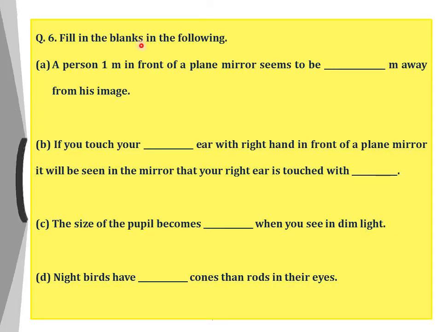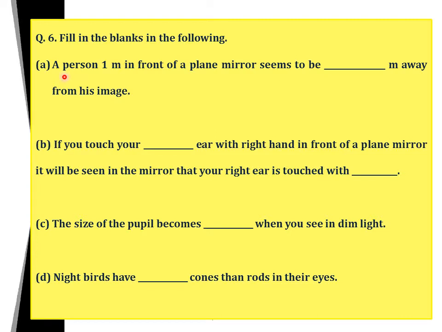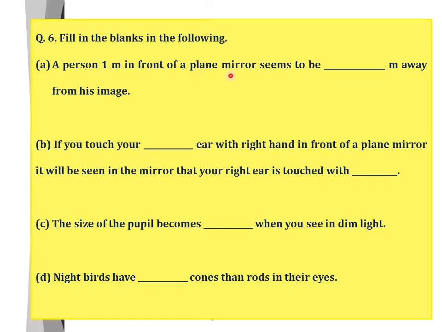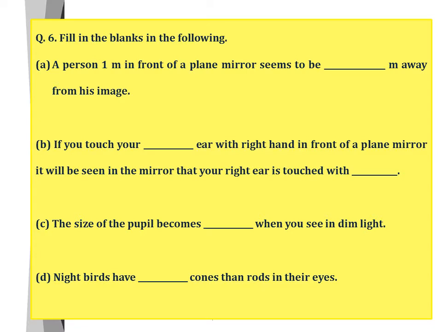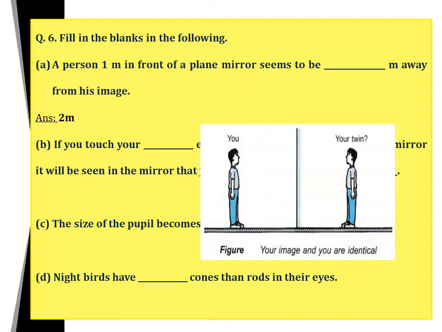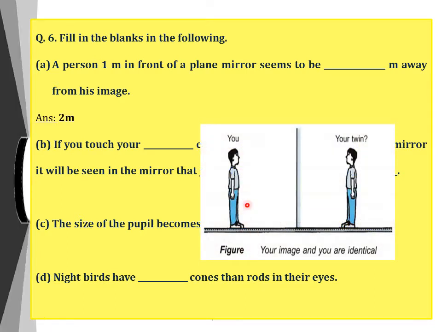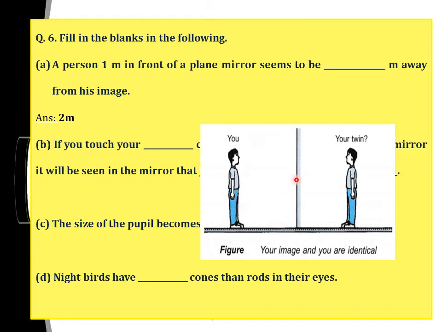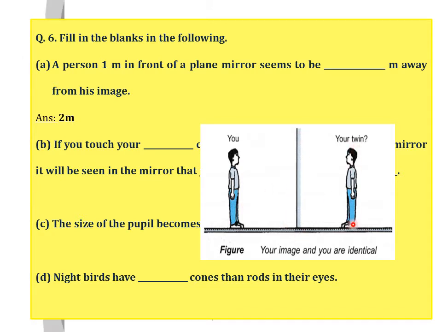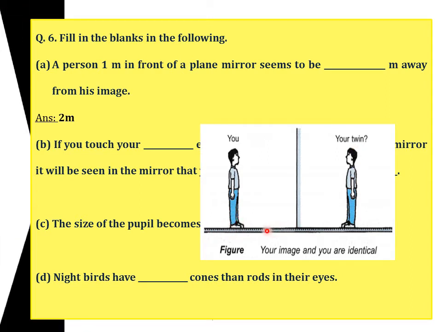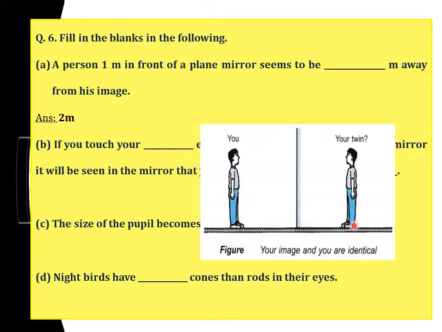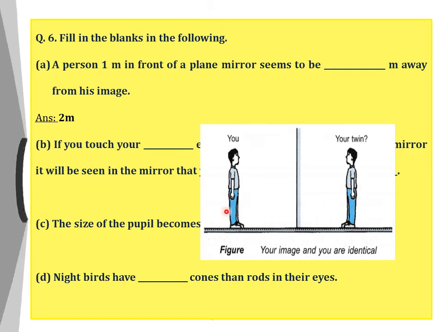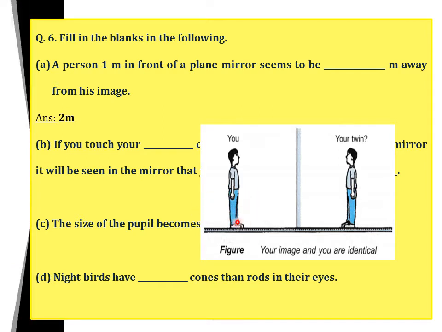Question number 6. Fill in the blanks in the following. A. A person 1 meter in front of the plane mirror seems to be dash meter away from his image. So what will be the distance between the person and his image? It will be 2 meter. How? We know that the distance between the object and the mirror is equal to the distance between the mirror and the image. So if a person is 1 meter away from the mirror, his image will also be 1 meter from the mirror. Hence, the image will be 2 meter away from the person, because 1 plus 1 is equal to 2.